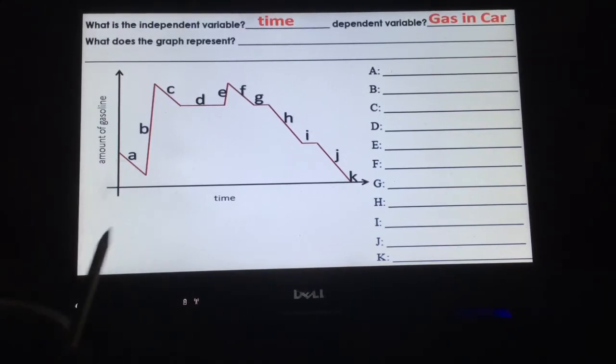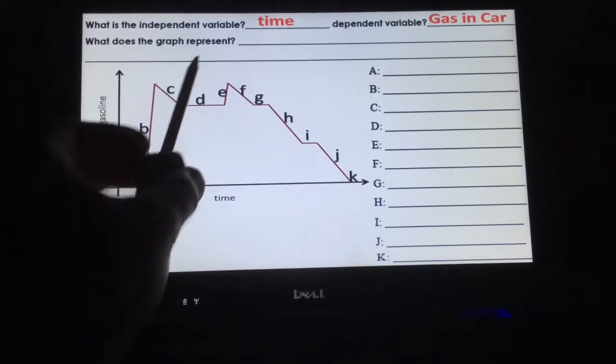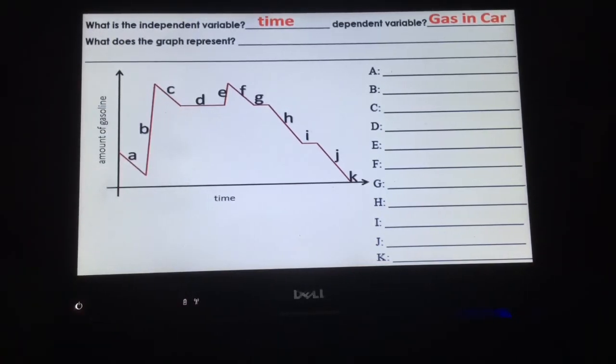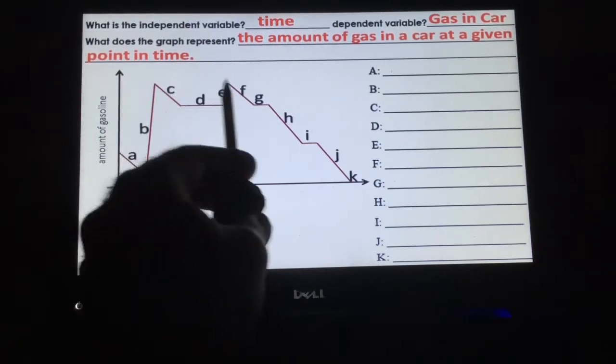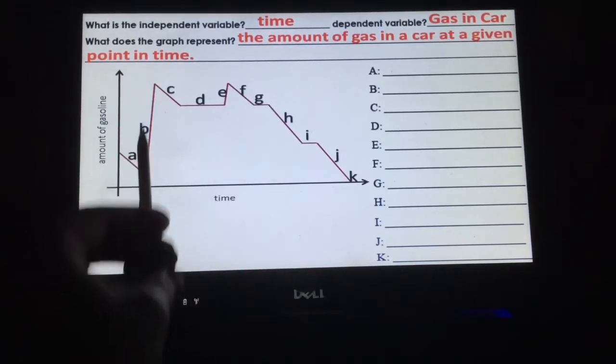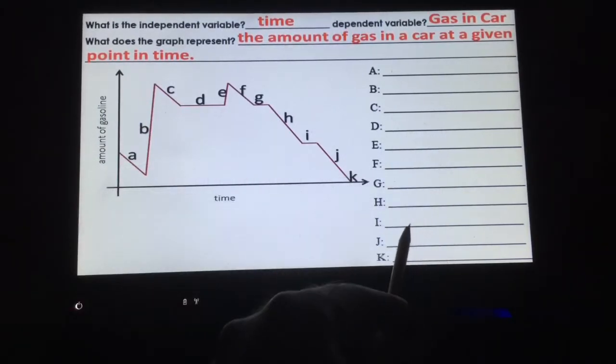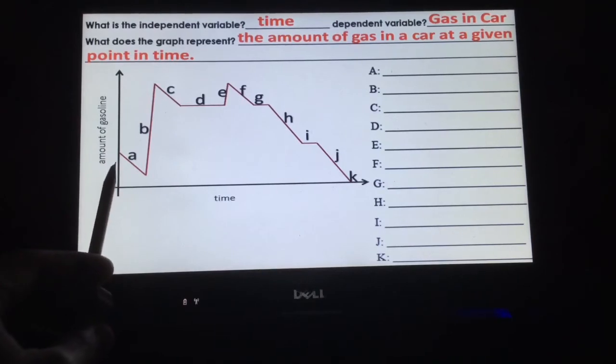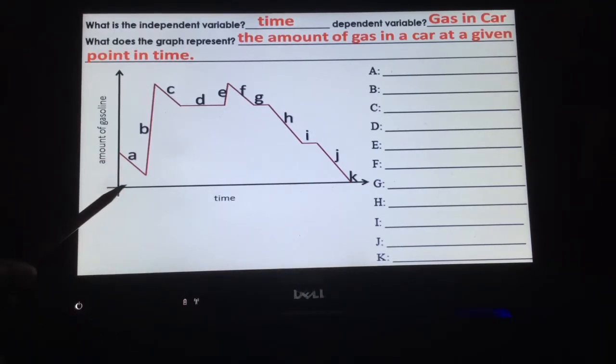Now, with those two pieces of information, I'm going to give you guys a second to try to figure out what this graph represents. Go ahead and do that right now. So this graph represents the amount of gas in a car at any given point. Now what we're going to do is talk about what each of these letters represents. We're going to start off together working on it, and then you're going to finish the rest on your own.